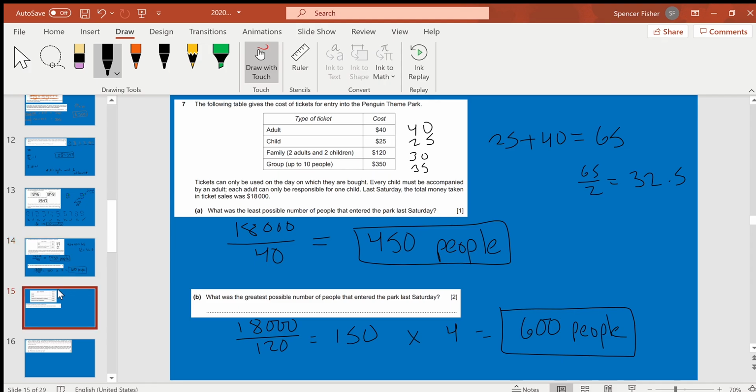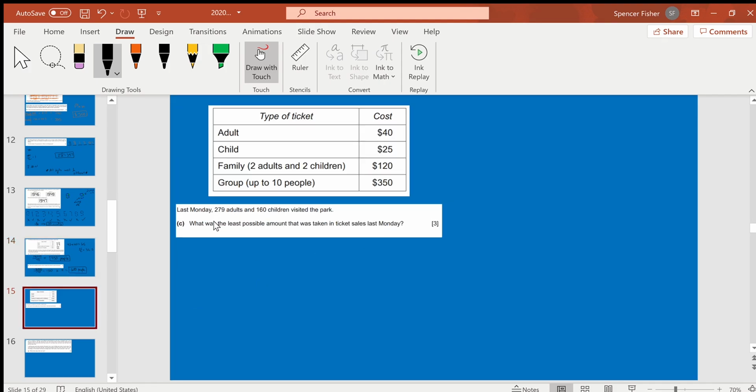So in this problem where it's asking us what is the least possible amount that was taken in ticket sales on Monday when we had 279 adults and 160 children, since it's the cheapest for the children to be a part of the family tickets, if every single child was a part of the family tickets, that's going to be the safe assumption that we're going to wind up with the least possible amount in ticket sales.